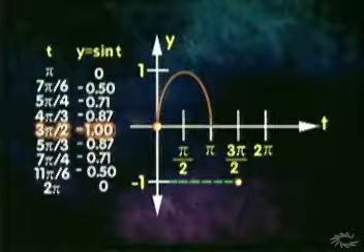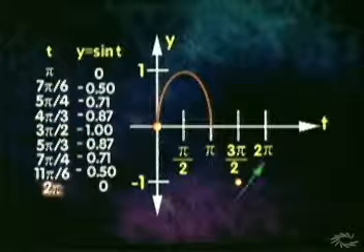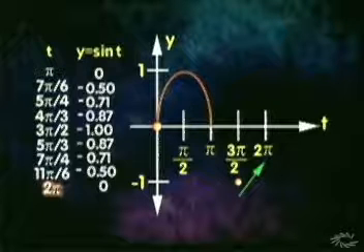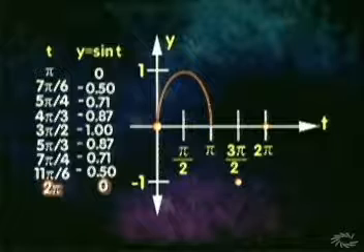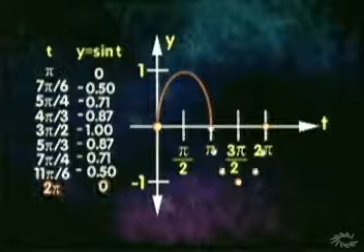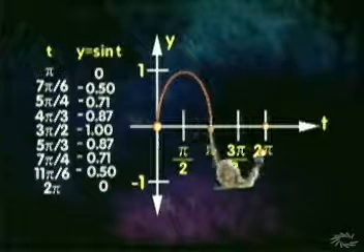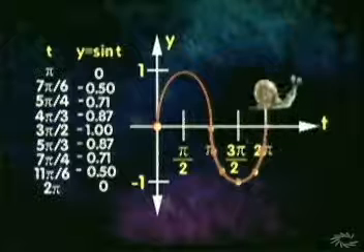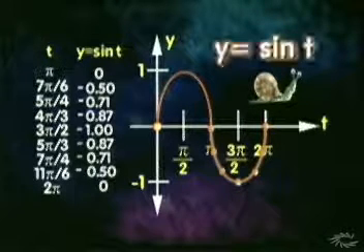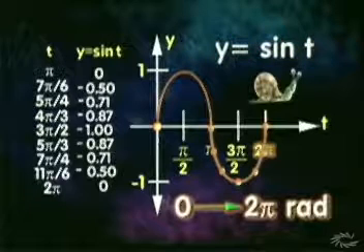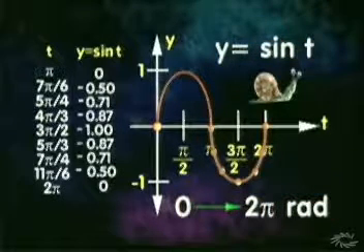The next value we'll plot is 2 pi radians, which is here on the t-axis. The sine value of 2 pi radians is 0. That means we'll plot another point here. After plotting the rest of the points and following Sluggo around, we get this smooth curve on our graph. This is the basic graph of y equals the sine of t from 0 to 2 pi radians. You have now graphed a sine curve.